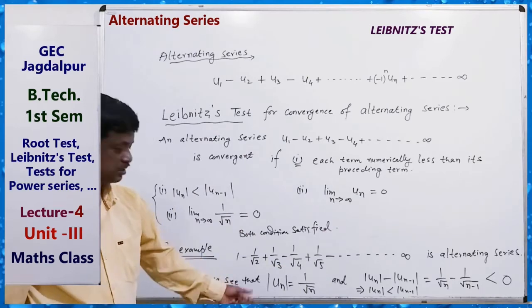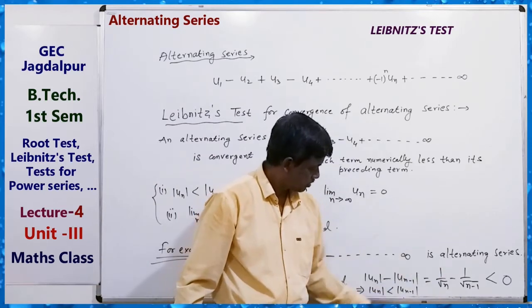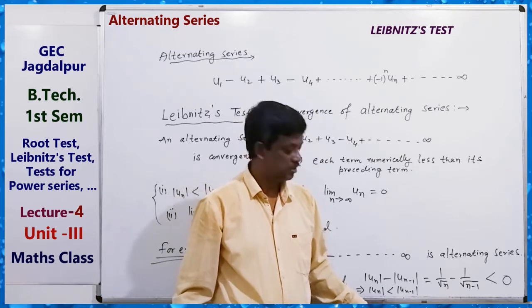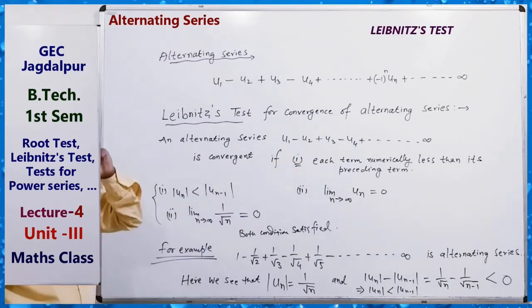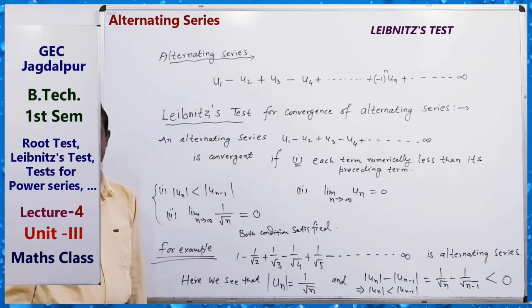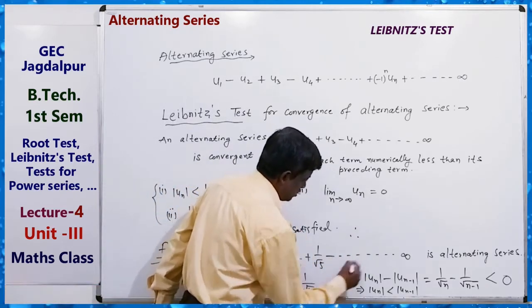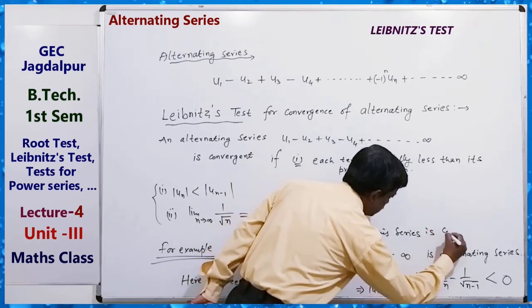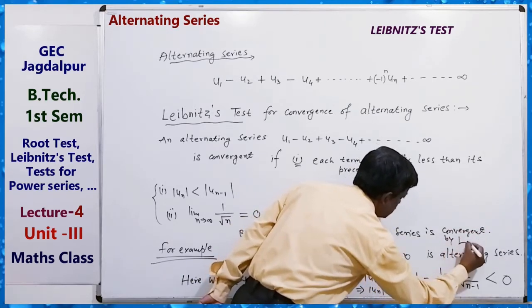By using this technique, just taking the modulus value, just taking the positive value, we can get this type of relation. That is, here the term is numerically less than its preceding term, so the first condition is satisfied. And the second condition, its limit 1 upon root n is 0. So both conditions are satisfied. Therefore, this series is convergent by Leibniz test.